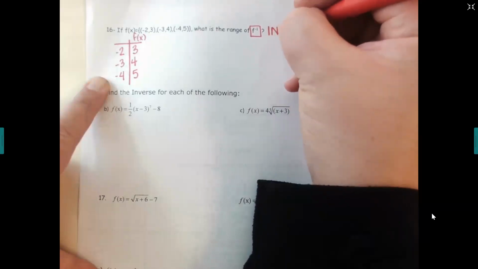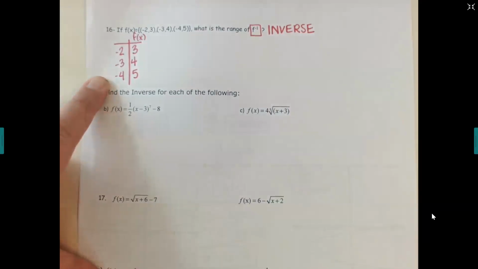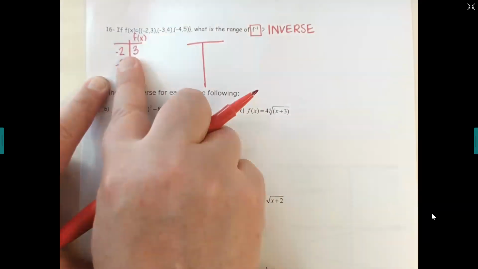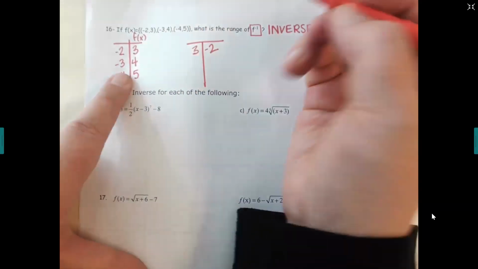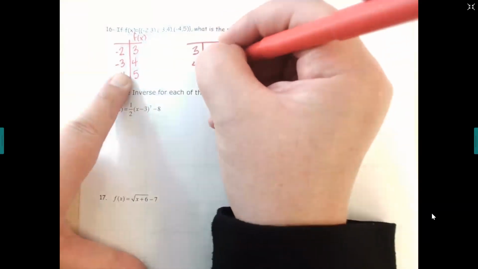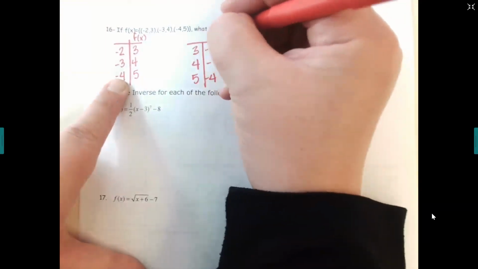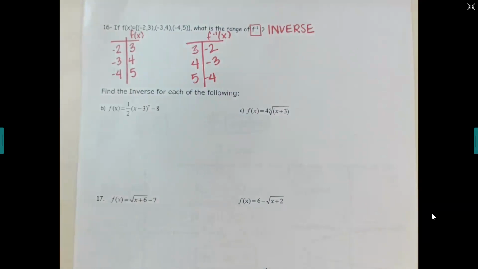Okay, you would swap the order. Remember F to the -1 means inverse. So for the inverse, instead of -2, 3, it'd be 3, -2, 4, -3, and 5, -4. Okay, so now I have a chart for F, I have a chart for F inverse.